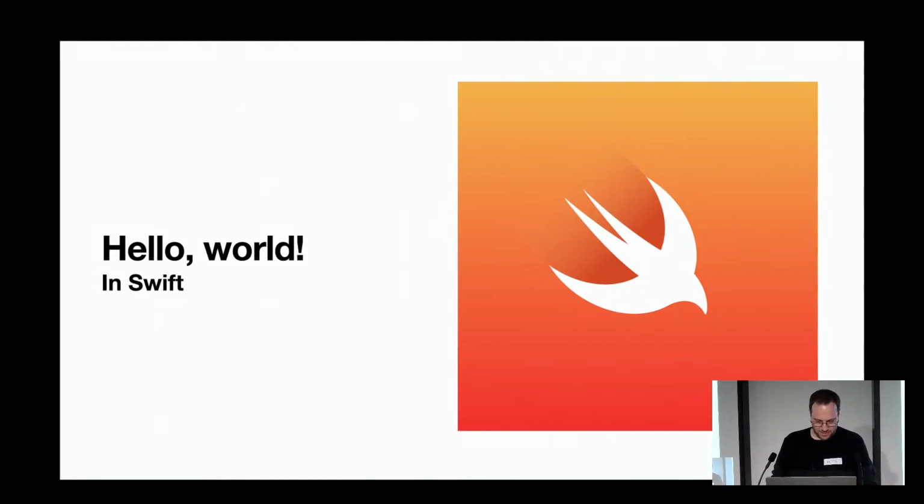So the first thing that we have to understand when we want to write Hello World in Swift is how we're going to manage text encoding, because we've got to output a string.